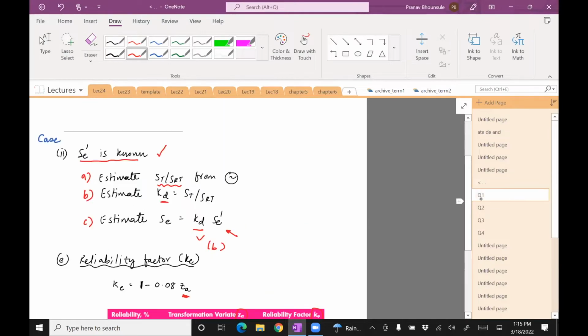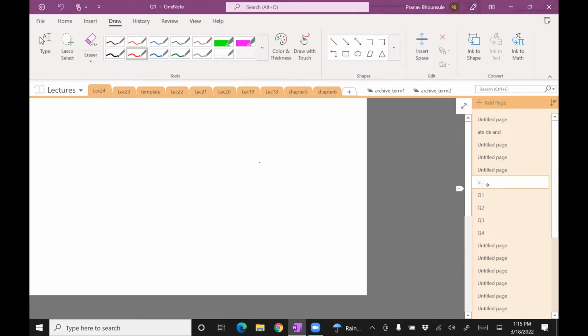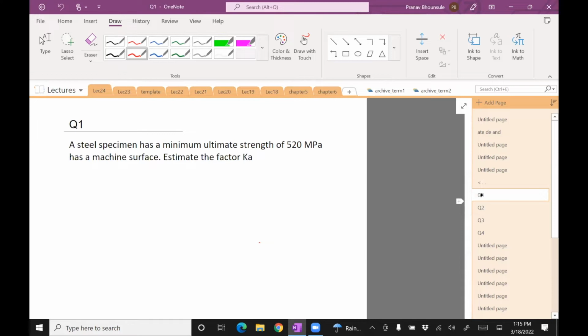Okay, so let's put all this together in a few problems. Okay, and I think that's the best way to learn about these factors.